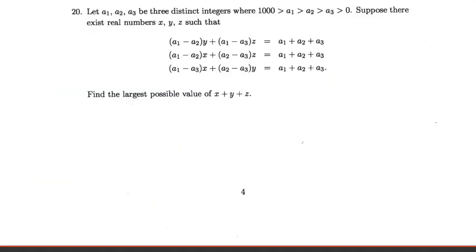SMO 2021, senior section, first round, problem number 20. Let A1, A2, A3 be three distinct integers where 1000 is greater than A1, greater than A2, greater than A3, greater than 0. Suppose there exist real numbers x, y, and z such that these three equalities hold. Find the largest possible value of x plus y plus z.